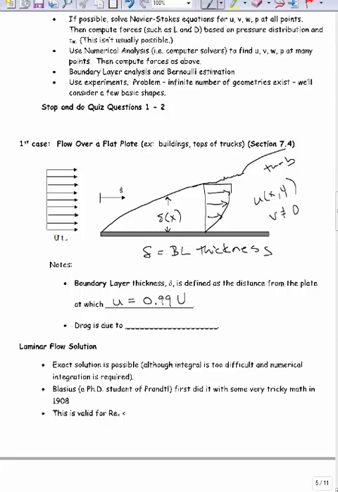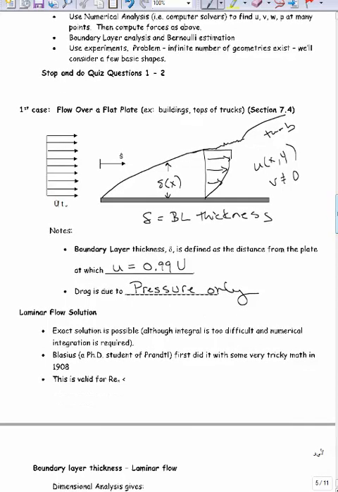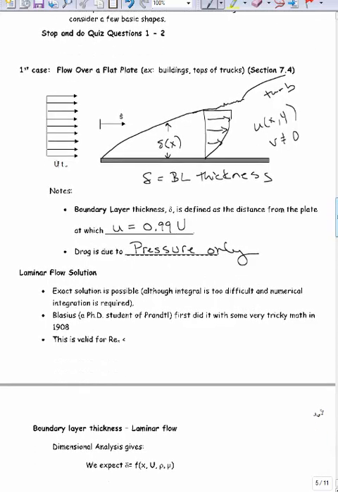Okay, drag on these flat plates is mainly due only to shear, not pressure. Okay, so we're going to look at laminar and turbulent, but for laminar flow, some guy named Blasius, who was a PhD student of Prandtl, actually first used some tricky math and was able to solve the Navier-Stokes equations for this. He used some non-dimensional parameters and was able to figure it out. So that's good. We don't have to try to figure it out ourselves.